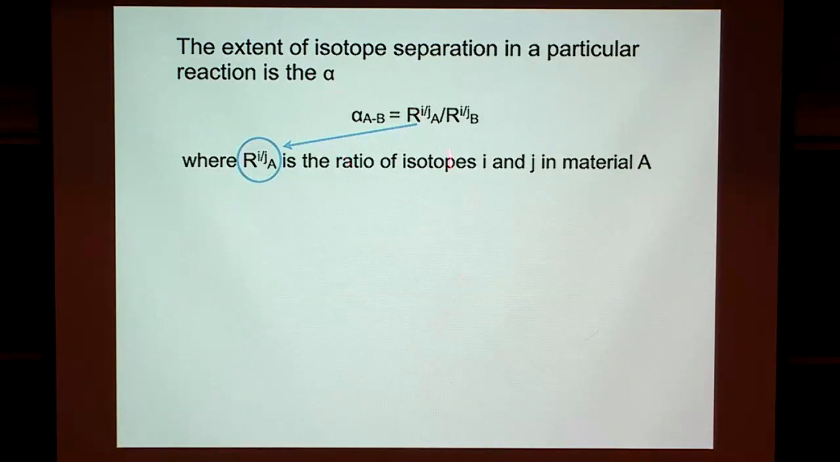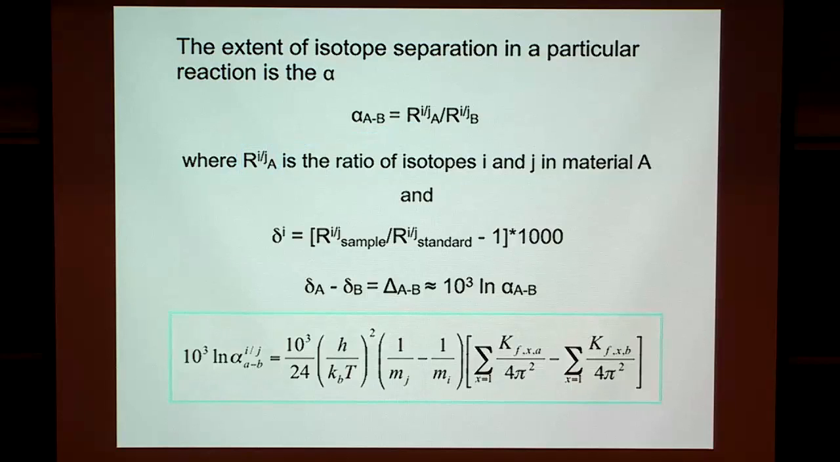So just quickly, I just showed you this alpha. This alpha is basically what we call the fractionation factor, and it's just the extension of isotope separation. And it's the two ratios, and then you're going to see this delta value a lot, and that's just the ratio of a sample over a standard, minus 1, times 1,000. This is what we measure in the lab.